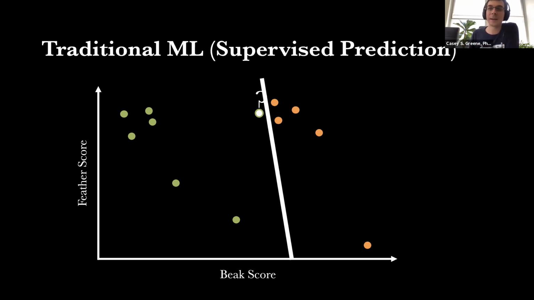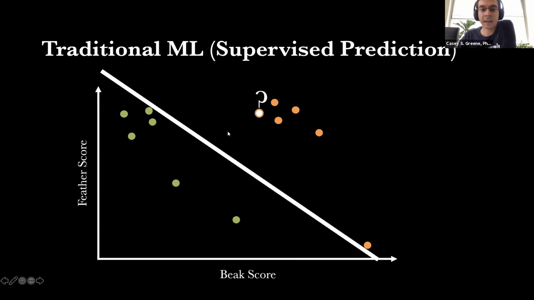But I might say, hey, I'm going to put the line here. This is my decision rule. It perfectly separates the solid green points from the solid orange points. Consequently, this is a green point. This is a non-bird. You might object to that. You might say, hey, I could have drawn a line here. It would be equivalent, and then this would have been an orange point.